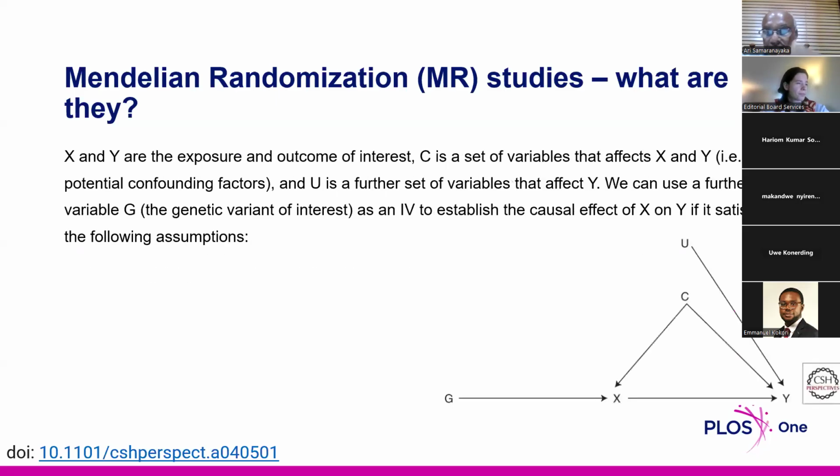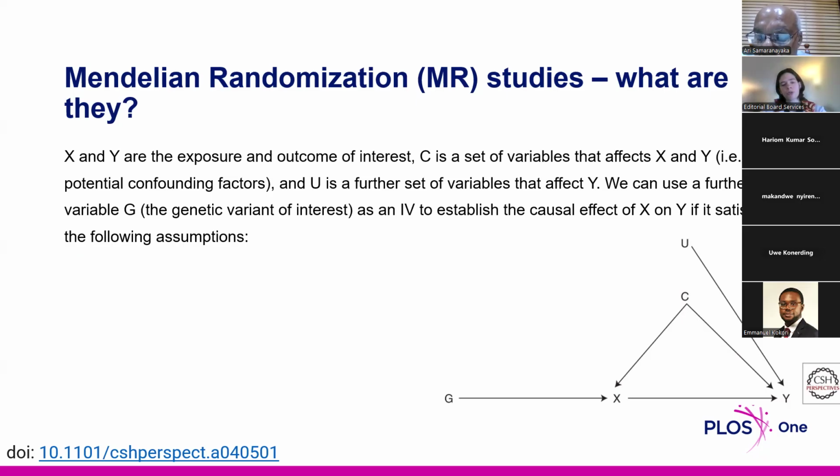What this looks like, if you just look at this graph, is that we have X and Y: the exposure X and the outcome of interest Y. There are different variables that can affect X and Y. They are denoted as C and U in this graph. These are potential confounding factors. And we have the variable G, which is the genetic variant of interest. And that instrumental variable can be used to then establish the causal effect of X, the exposure, on Y, the outcome.